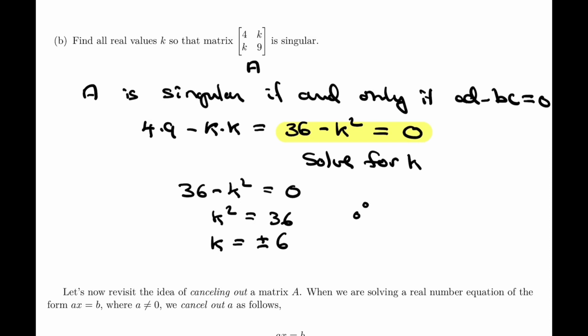So always write a conclusion that uses the same wording as the question. So the question was: find the values for which the matrix is singular. And so we'll say A is singular for k equals minus 6 or 6. You can use a comma, you can write the word or, you can use set notation, k belongs to the set minus 6, 6, or you can even just use plus or minus. And we'll stop here for this video.